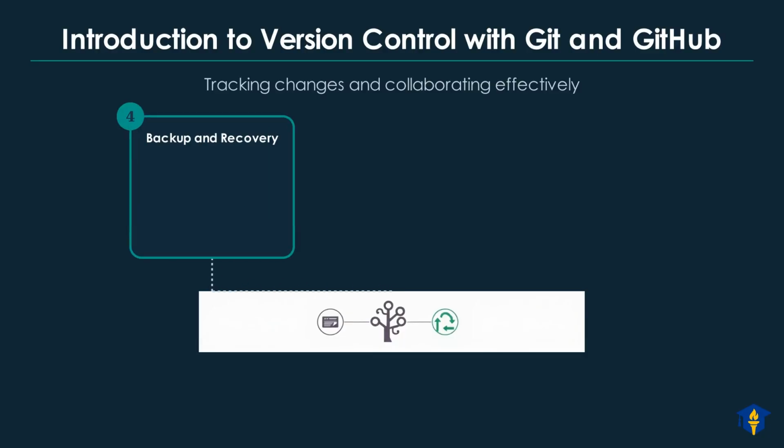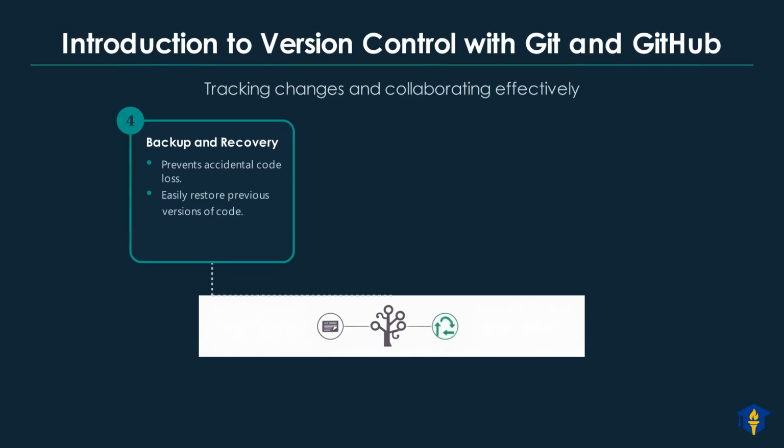Finally, Git provides excellent backup and recovery capabilities. It prevents accidental code loss by saving every change you make securely. You can easily restore previous versions of your code if something goes wrong.